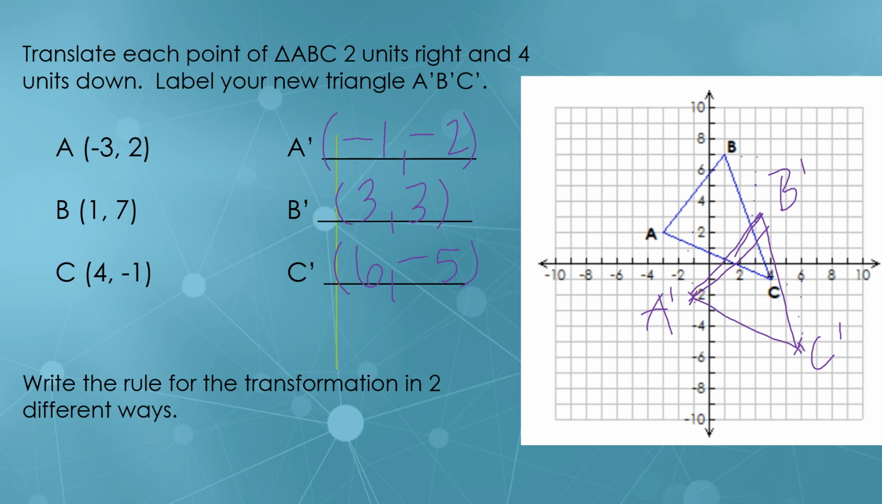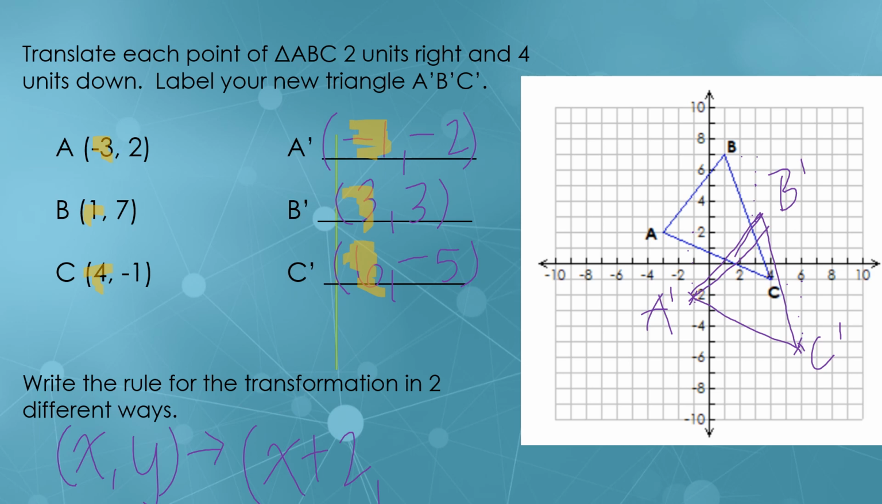And then we're going to write the rule. So I gave you the rule on the previous slide, but here's really what I want you to focus on. Look at the x values that you were given, and then look at the x values after you translated to the right 2. What you should notice is that all of those x values are 2 units bigger. So when we write that rule, it always starts with (x, y), and then yields or maps. All of our x values increased by 2.